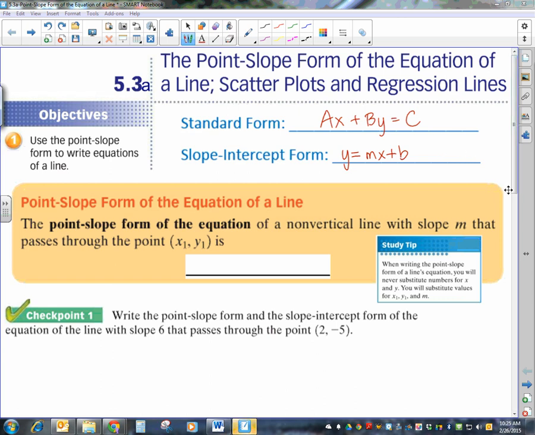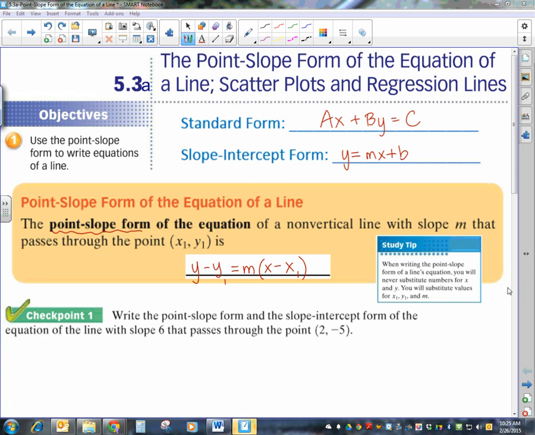Okay, so today we're talking about the final one, which is the point slope form of the equation of a line. And this one I think is easy because it's generated from the slope formula that we've already talked about. And if you want to see exactly where it comes from, I'll be happy to show you. It is y minus y sub 1 equals m times x minus x sub 1.